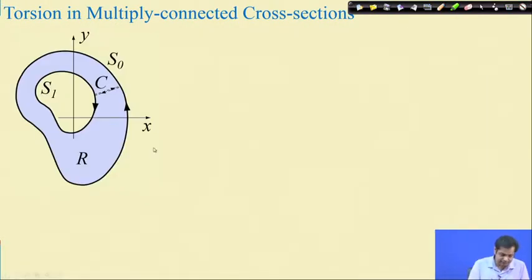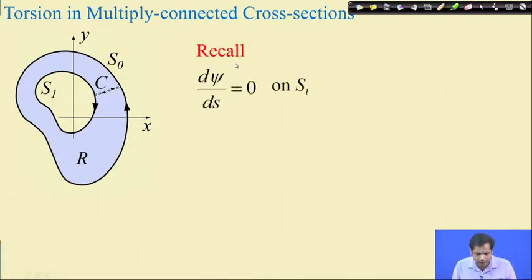So this is what we just discussed: this is the domain R and this is C. We can make it simply connected by cutting it. We can make the boundary continuous, so that the contour integration over the entire boundary can be obtained. Okay. If you recall, this is the equation we derived earlier, that psi has to be constant on the boundary. And for a simply connected domain, we assume that constant value is 0.